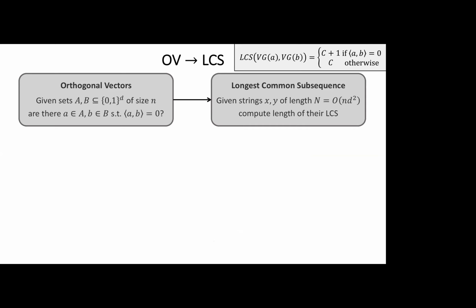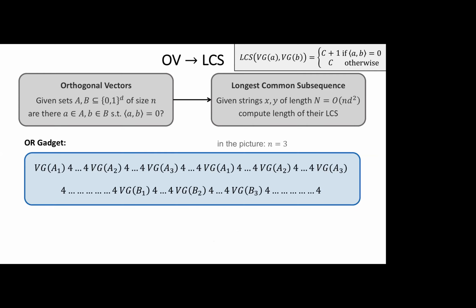So now I will use that we have these normalized vector gadgets. If the vectors are orthogonal, you get C plus 1. If they're non-orthogonal, you get C as LCS length. Now, the really interesting part of the construction: we have now simulated orthogonality of two vectors, and this was more or less straightforward. We had a lot of freedom of choice there. The interesting part is this OR gadget here. Now we have to choose a vector in A and choose a vector in B, and we want to choose them such that they're orthogonal. And this is done by this construction here.